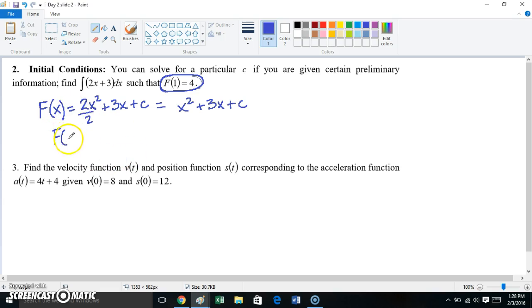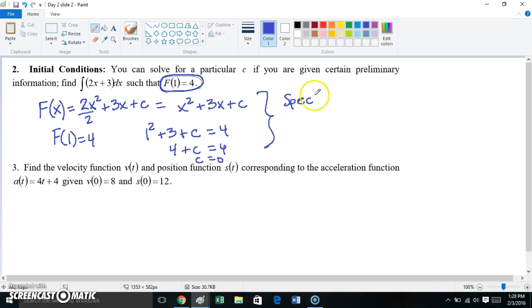Because I know that f of 1 is 4, I can say that 1 squared plus 3 plus c must equal 4. 4 plus c is equal to 4, therefore c is equal to 0. Now my specific function is known, and f of x is x squared plus 3x plus 0. Don't really need that, but that is my c value.